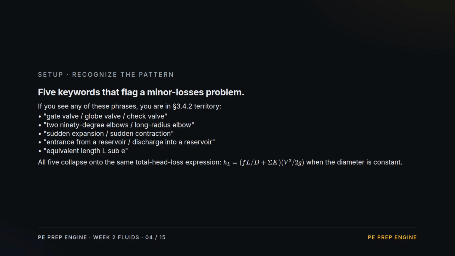Five keyword patterns flag this problem type: gate, globe or check valve, 90-degree or long radius elbows, sudden expansion or contraction, entrance or discharge at a reservoir, or the phrase equivalent length L sub E. All collapse onto the same expression, fL over D plus the sum of K times one velocity head, provided diameter is constant, so velocity is constant by continuity.